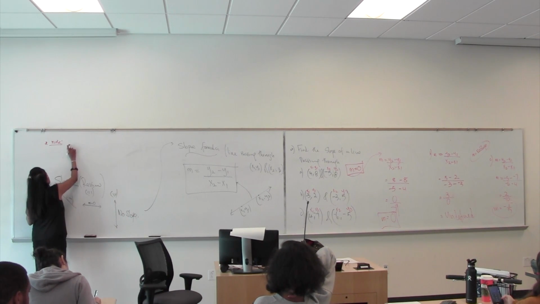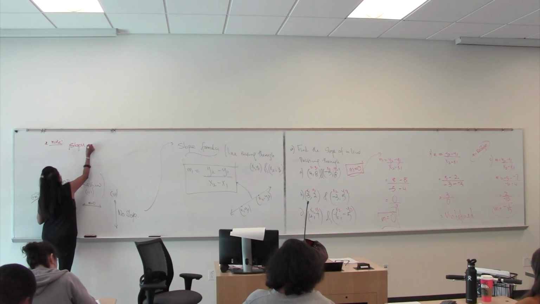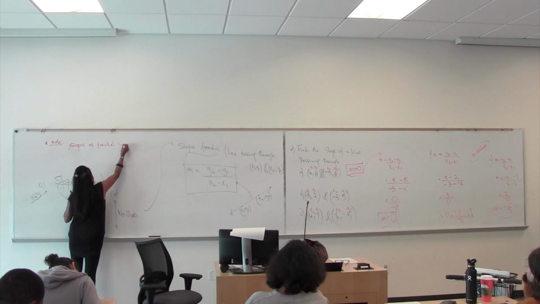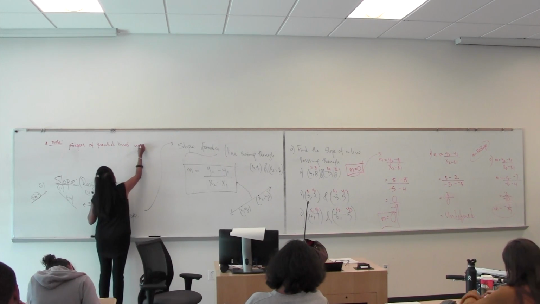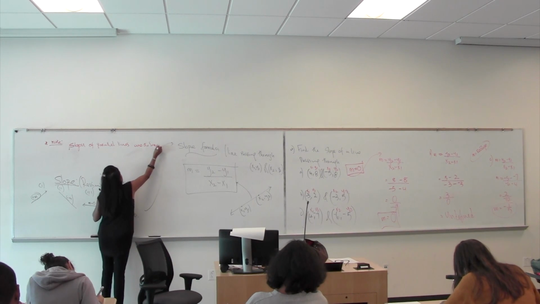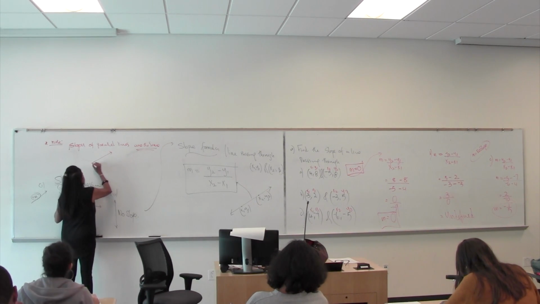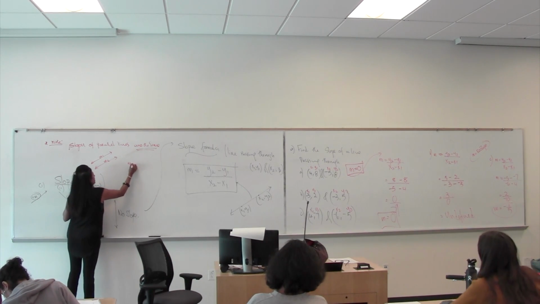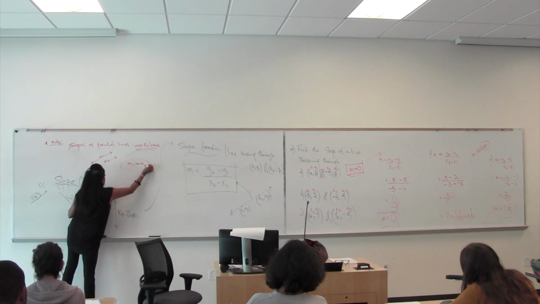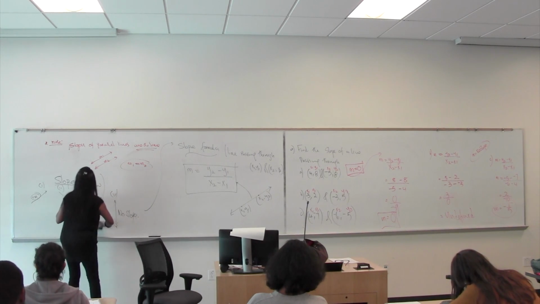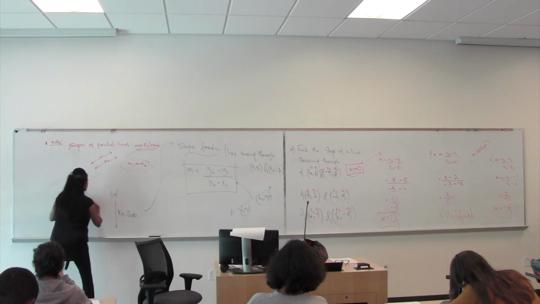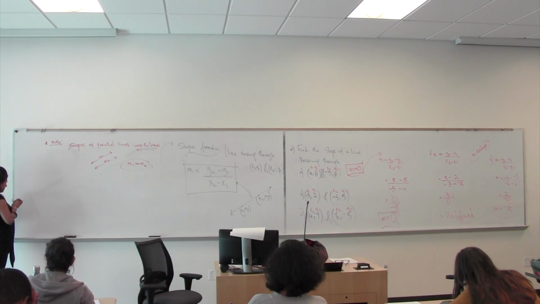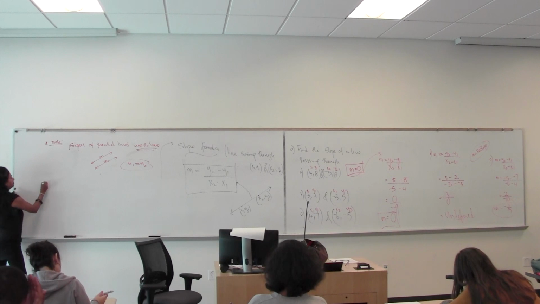Parallel lines, slopes of parallel lines are the same. So if the two lines are parallel like this, m1, m2, m1 is equal to m2. Correct? Two lines are parallel, m1 is equal to m2. Perpendicular lines are intersecting lines, slopes are not the same. So let me write this as intersecting line, perpendicular line.